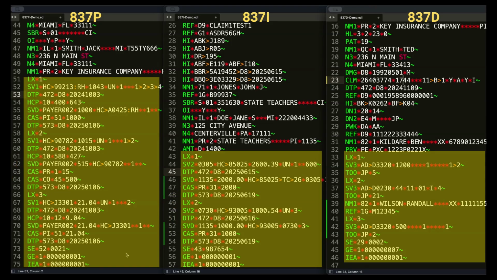Then in the 837D file, you'll notice the TOO segment for information of the tooth that is being worked on. Here in 837D, you also see that there's separate rendering provider information for line 2. This explains that line 2 of the dental claim was rendered by another provider, for some reason, and not by the provider who took care of line 1 and line 3 for this dental claim.